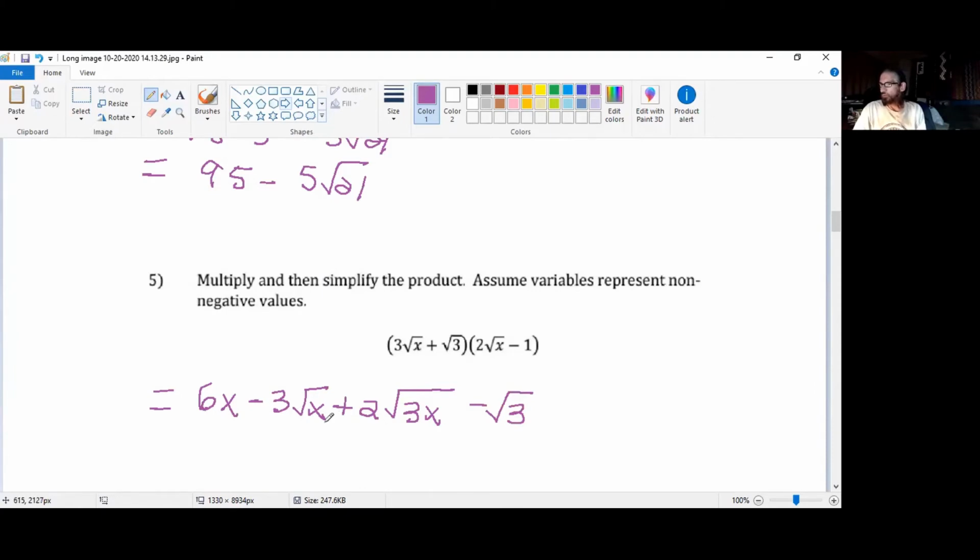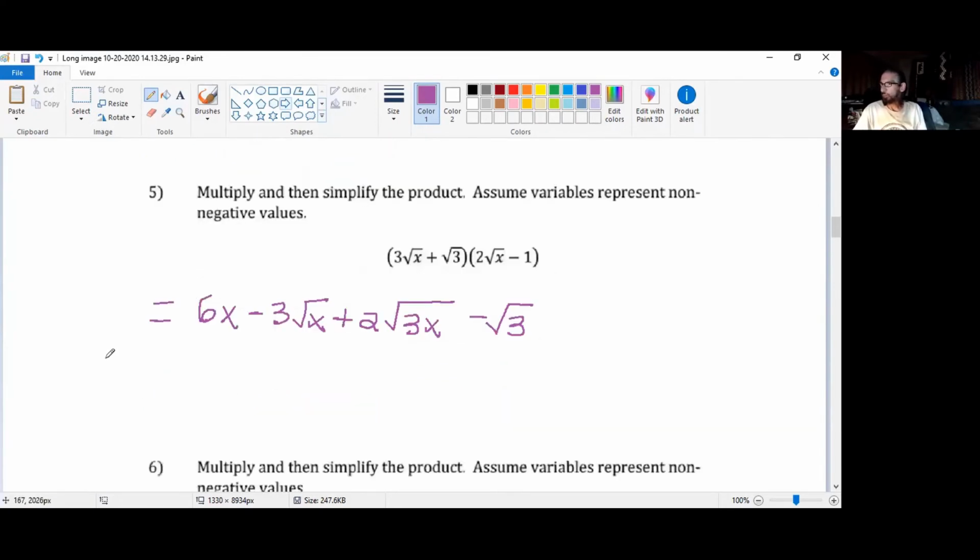None of these are like radicals or like terms. We've got different things under each square root. And this one doesn't have a square root, so we can't do any combination there.